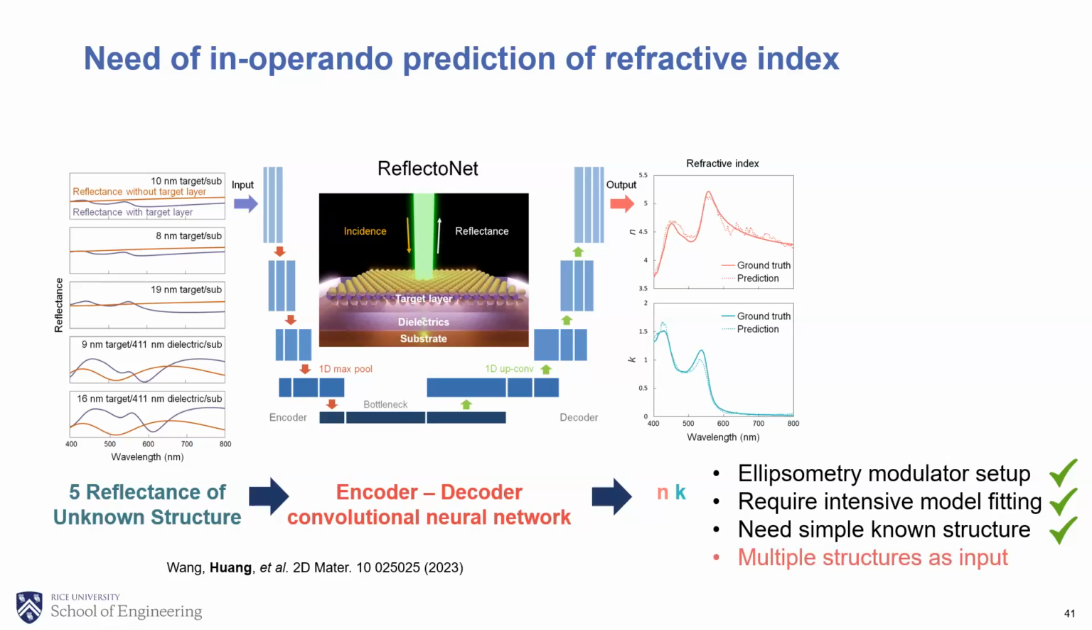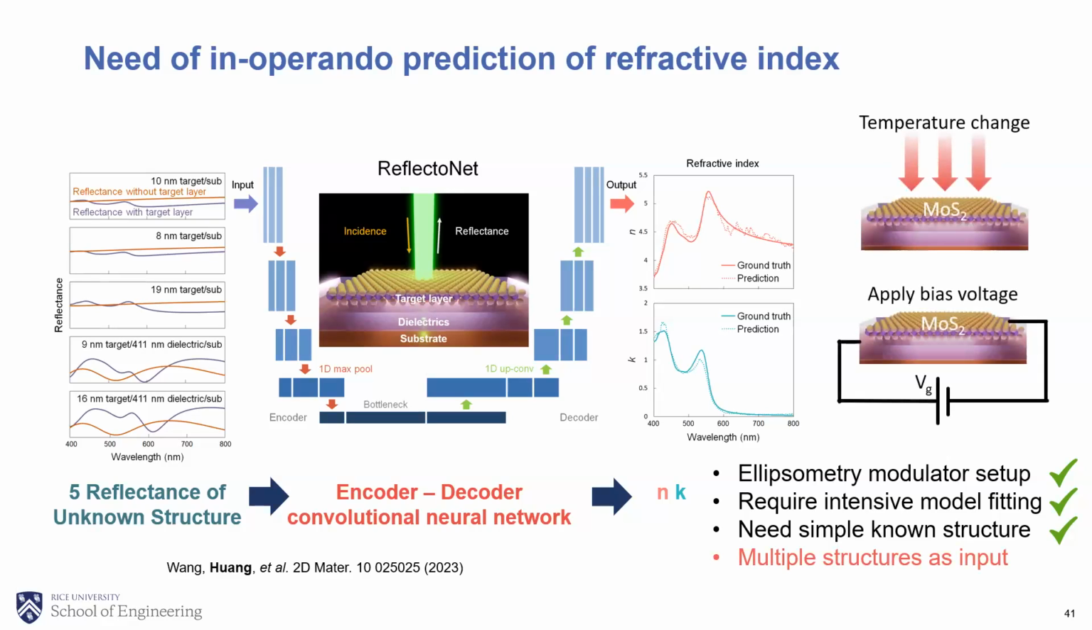So we need multiple structures as input. This will not be practical when we try to predict the N and K for a material in an optoelectronic device. Next slide. So typically, we want to integrate 2D materials into some devices.